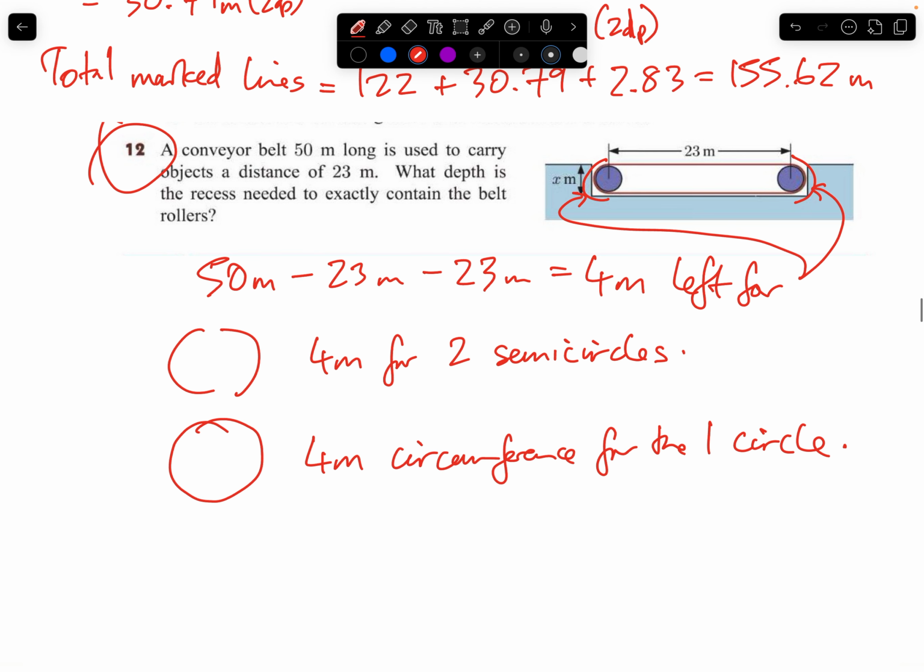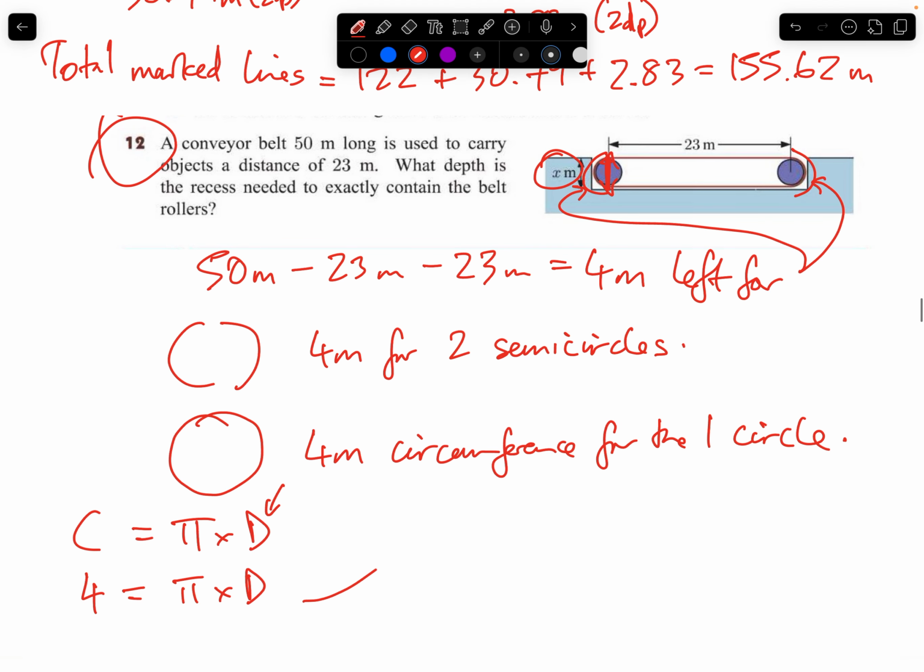You have a formula. Circumference of a circle is pi times the diameter. And this question is asking you how deep that is. So how deep is it across the circle? That line going across the circle is the diameter. So if we find this, that's going to tell us what x is. So we know the circumference of that leftover circle is 4 meters, which is equal to pi times the diameter.